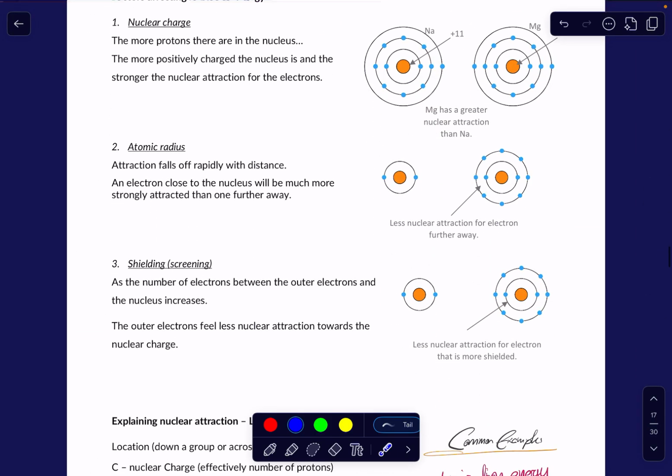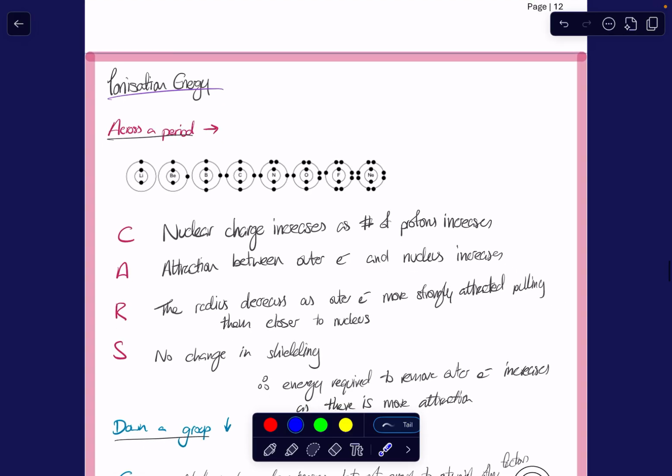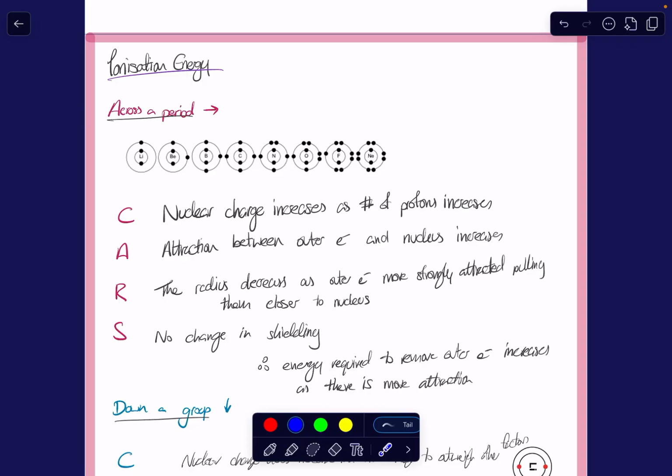So let's go down. And across a period. So I've gone across a period, I've gone from lithium, beryllium, boron, carbon, so I'm going this way across our periodic table. Now I've already written it out, so you can just copy these notes, but let me take you through them step by step. As I go from lithium to neon, you can see that their nuclear charge increases from 3 to 10. So I go from 3 to 10, nuclear charge increases, the proton number increases.